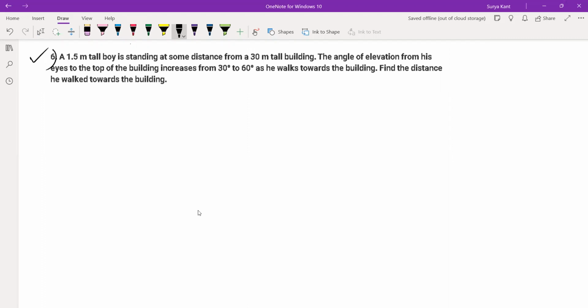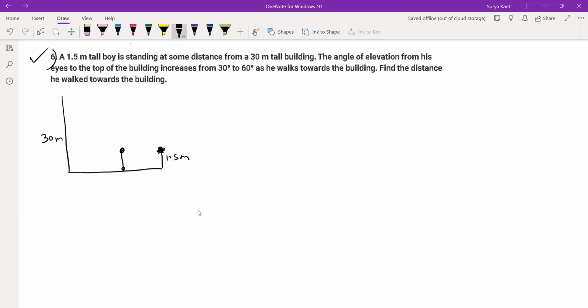A 1.5 meter tall boy is standing at some distance from a 30 meter tall building. If you want to draw, you can draw like this. This is the 30 meter tall building. One boy is standing over here. The boy's height is 1.5 meters. The angle of elevation from his eyes to the top of the building increases from 30 to 60 degrees if he walks toward the building. Before he was standing over here. Now after some time he moves till here.